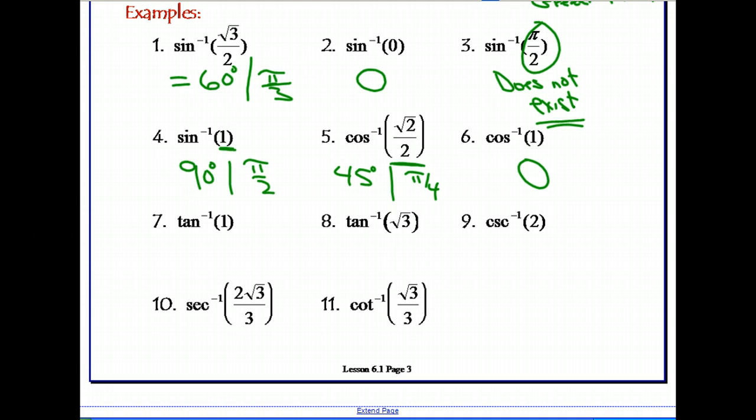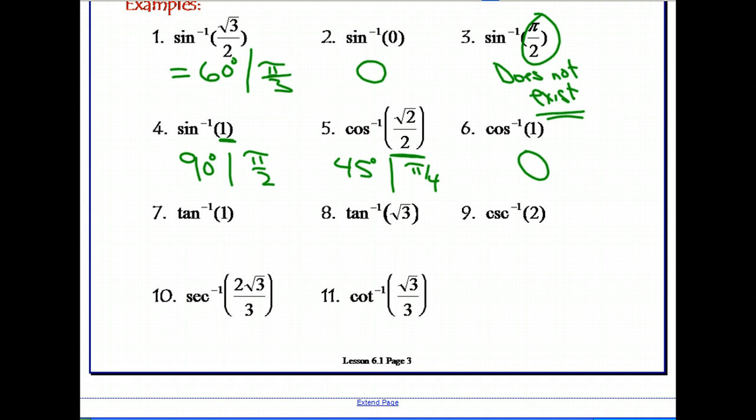Not so bad. Where was the tangent 1? Look back in your chart. We wrote those on there. That was at 45 degrees. Or you could say pi fourths radians. And again, use that unit circle as a reference as you get comfortable with these. Next one, tangent inverse of root 3. That was 60 degrees. Or pi thirds radians.